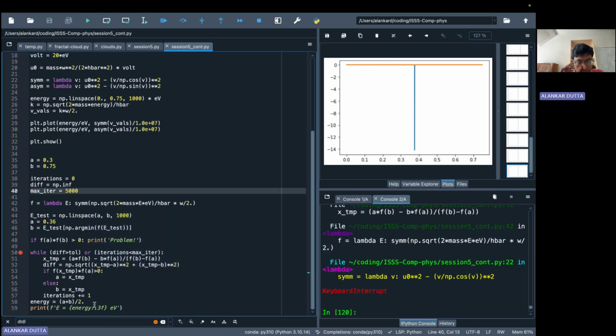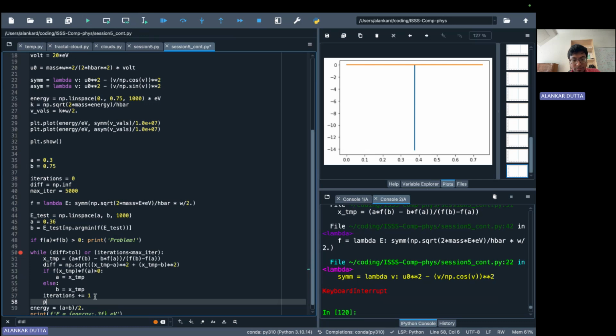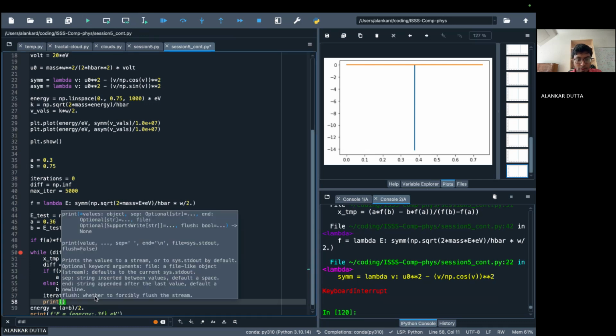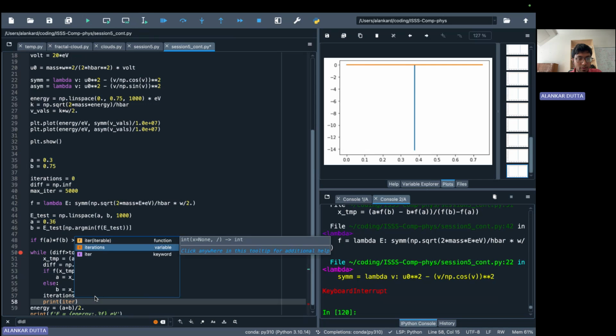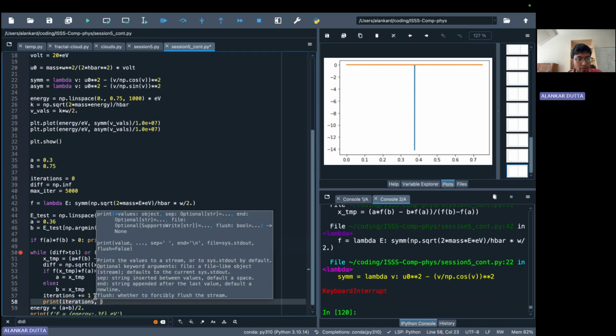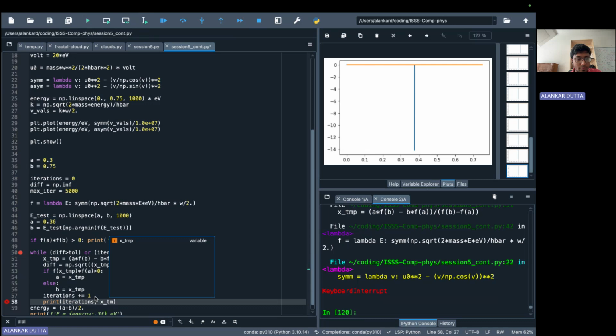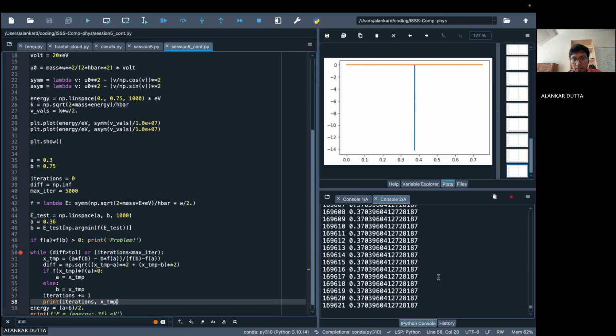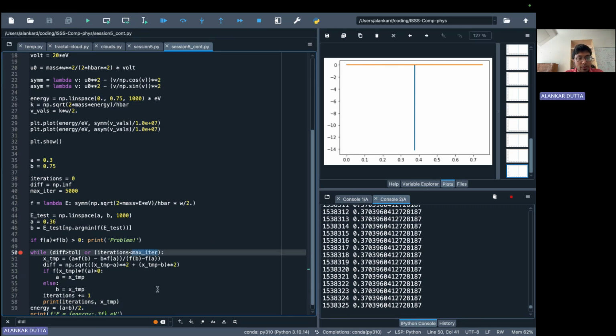And let's print iterations and the value of xtmp. Say iterations is less than max iter. This is not or, but this is and.